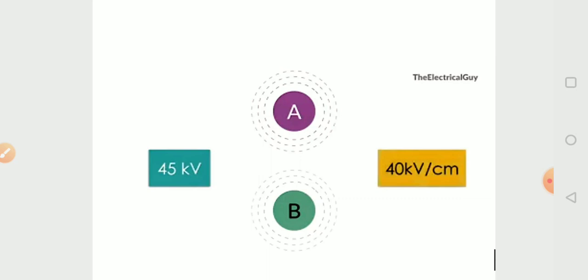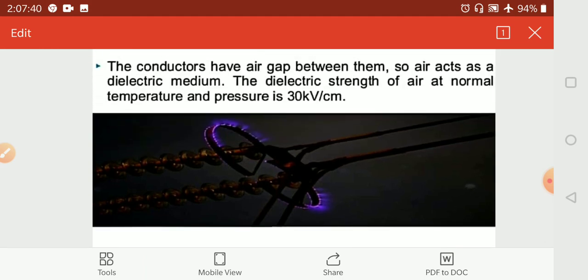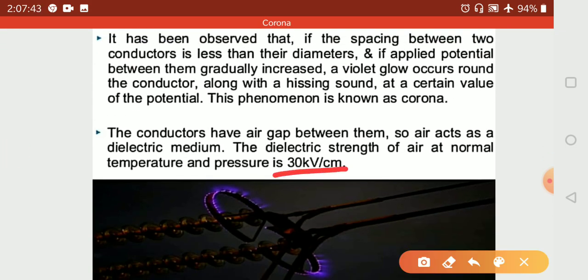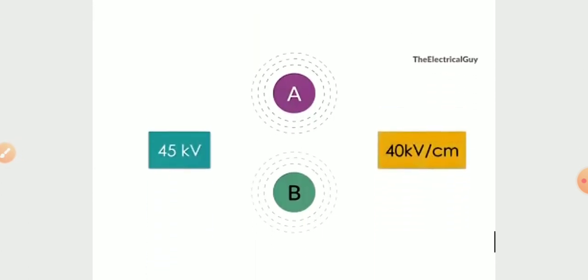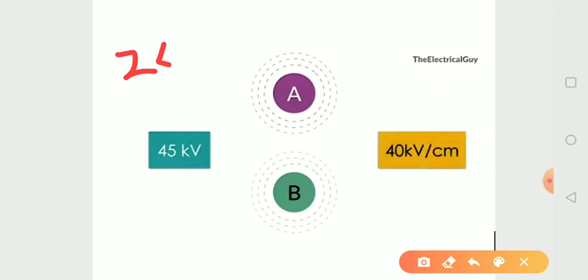Now the current is almost negligible if the electric field intensity is less than 30 kilovolt per centimeter. Here you can see the value of this 30 kilovolt per centimeter. So we can neglect this current if the electric field intensity is less than 30 kilovolt per centimeter. Then the current flowing between the two conductors is negligible and we can ignore it. But what happens when we increase the voltage from 25 kilovolt to 45 kilovolt?